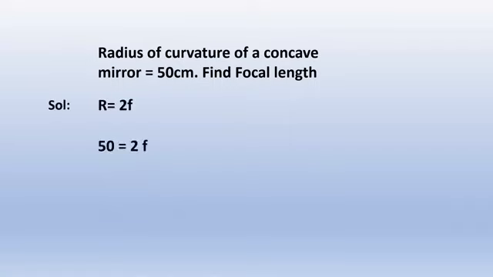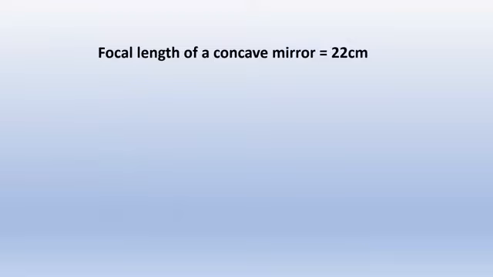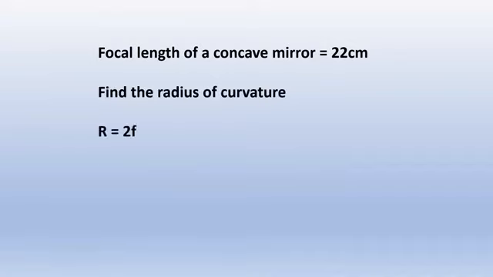So r is equal to 2f. So substituting the value, 50 is equal to 2f. F is equal to 50 by 2, which is 25 centimeters. Let's solve another numerical. Focal length of concave mirror is 22 centimeters. Find the radius of curvature. R is equal to 2f. So r is equal to 2 times 22, which is 44 centimeters.